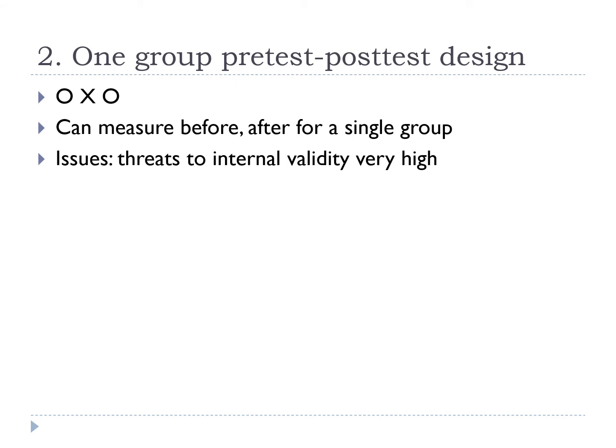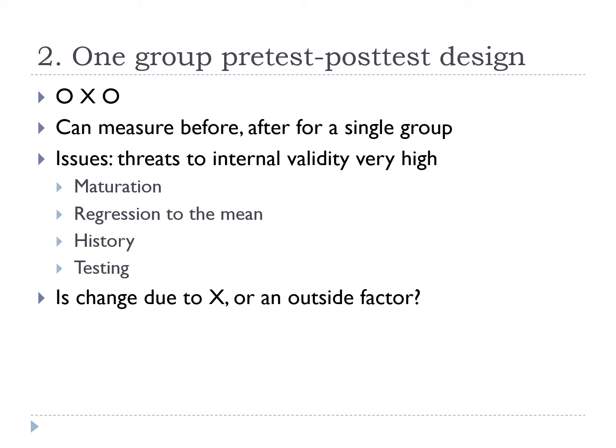This is slightly better than just a post-test only one group design, but the threats to internal validity are still very high. Because there's no comparison group, you can't determine whether change over time was due to X or was due to things like maturation or testing, regression to the mean. Having a comparison group helps you be able to determine if change is due to one of those threats to internal validity or due to your manipulation. So there's a lot of questions about whether change is due to X or due to an outside factor when you have this sort of design without a comparison group.